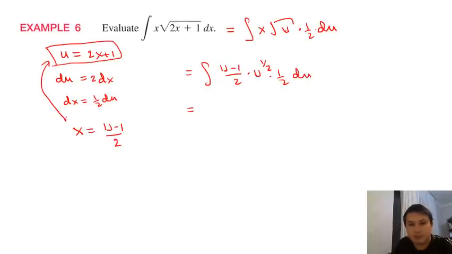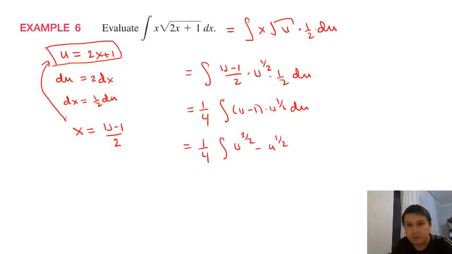Great. Well, 1 over 2 times 1 over 2 is 1 over 4, I can take it out. Then I have this u minus 1 times u to the 1/2 du. Okay, let's expand. I can do this integral of u to the 3/2 minus u to the 1/2 du. Well, now that I have essentially two separate integrals, right? So I can find the antiderivative of each separately.